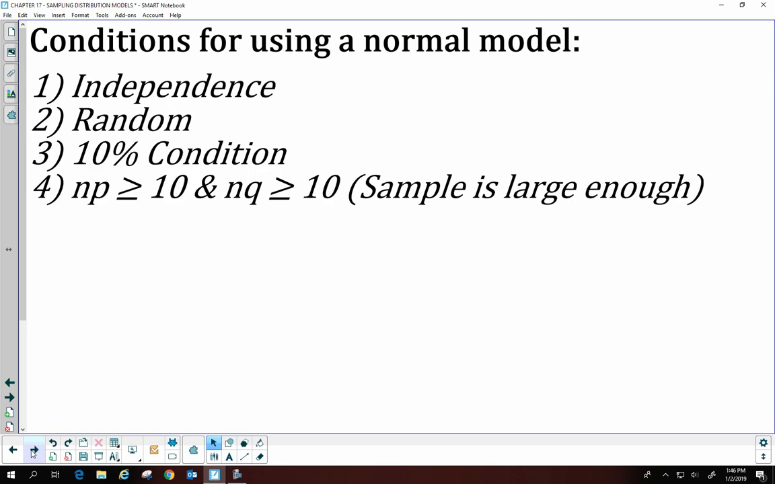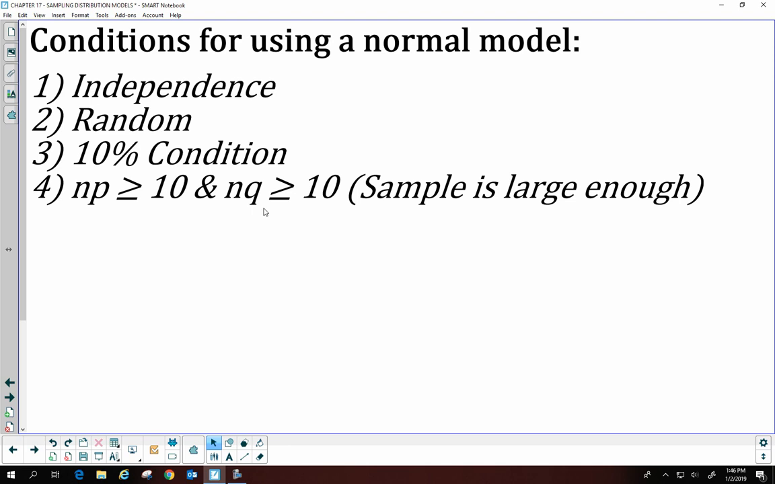Of course, before we do that, we're going to have some conditions. In order to say that a normal model fits, we have to meet some conditions. In our samples, we have to have independent samples. So the individuals being sampled need to be independent of each other, of course. We also need to have a random sample taken. We can't have bias in our sample. We want to sample 10% or less of the population.